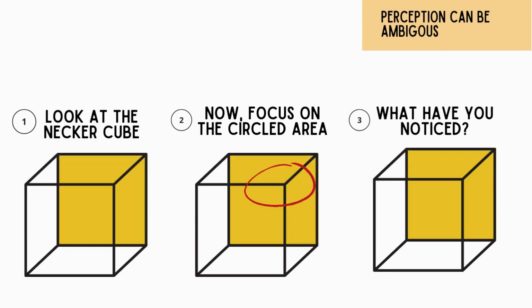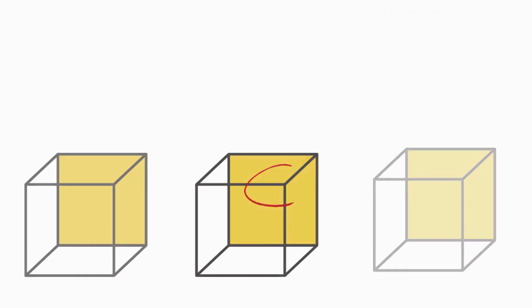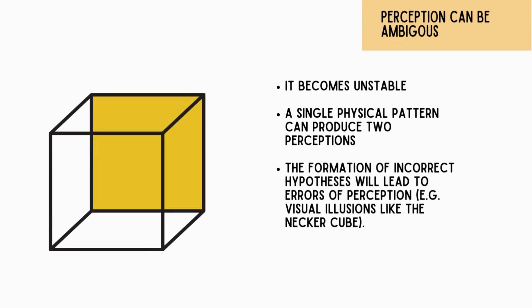First, take a look at the Necker cube. Then focus on the circled area. What have you noticed? When you stare at the crosses on the cube, the orientation can suddenly change or flip. It becomes unstable, and a single physical pattern can produce two perceptions. Gregory argued that this object appears to flip between orientations because the brain develops two equally plausible hypotheses and is unable to decide between them.